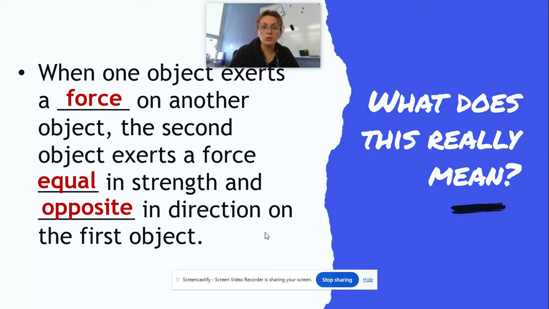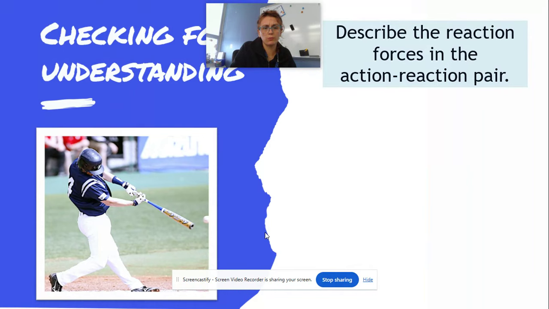Okay, so the action-reaction pair says that as I step down on the stair, it is going to push me up, and I am going to move upward. Okay, we'll get into it some more. So we've got a baseball player here. Let's pretend that we've slowed time down to the minute that that ball is going to hit the bat. So what is our action? What's the action happening right here? The guy's hitting the baseball.